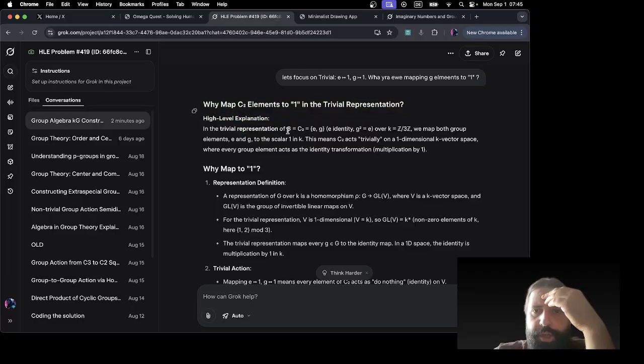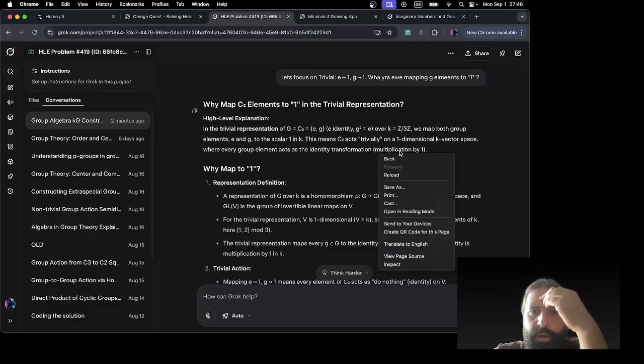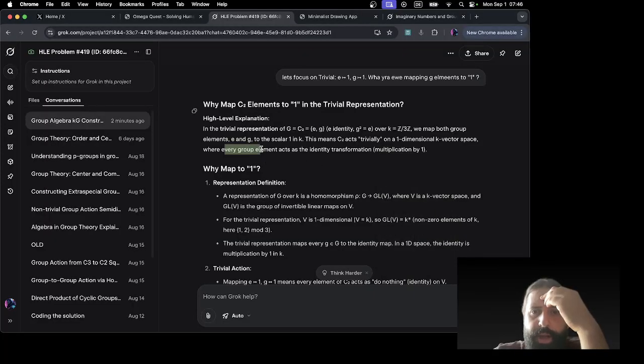In the trivial representation, we map both group elements E and G to the scalar 1 in K. This means C2 acts trivially on a one-dimensional K vector space, where every group element acts as the identity transformation. That's what I was missing.